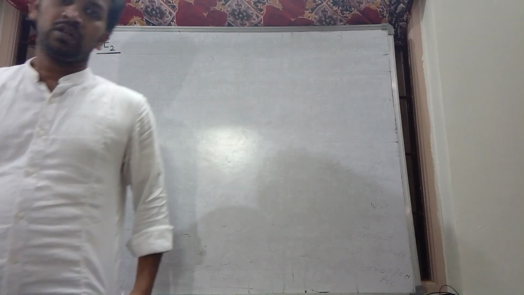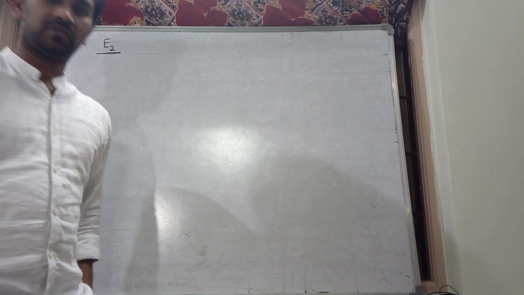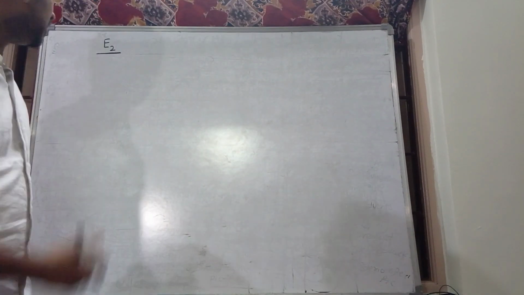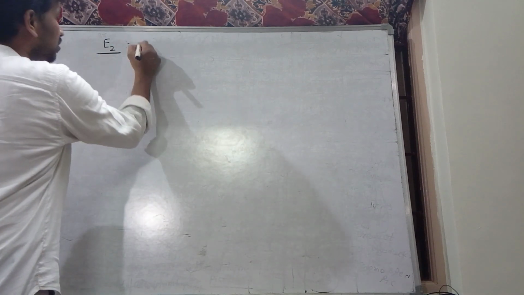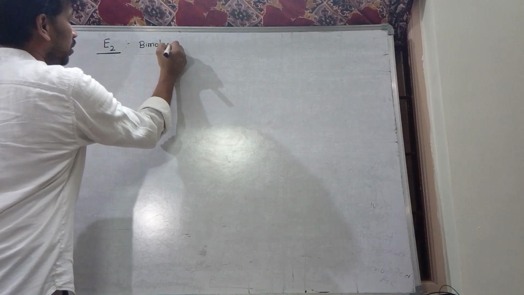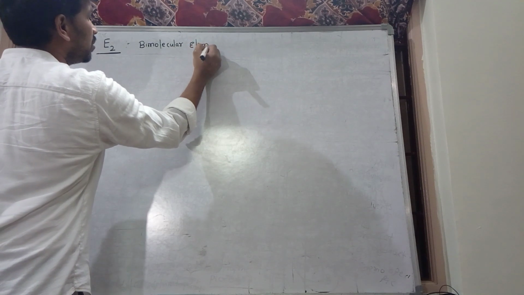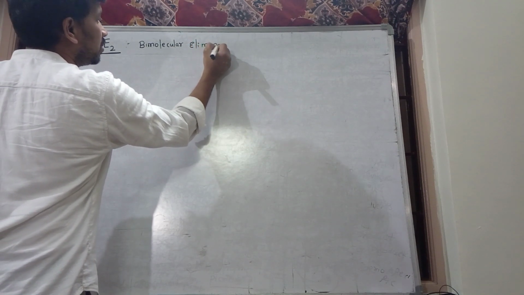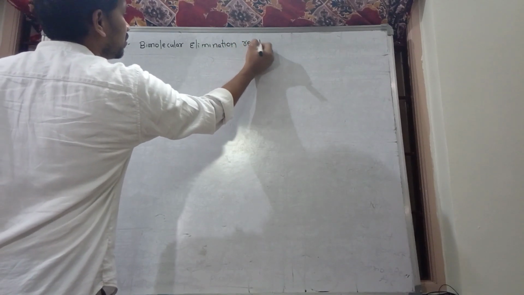Hello. Now we are discussing the E2 mechanism. Already we discussed E1. Now this is E2. E2 means what? 2 means bimolecular. Bimolecular elimination. Bimolecular elimination reaction.